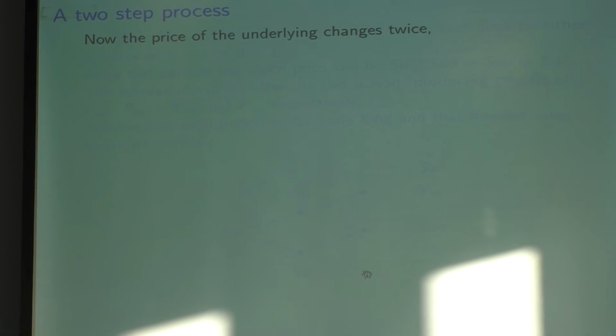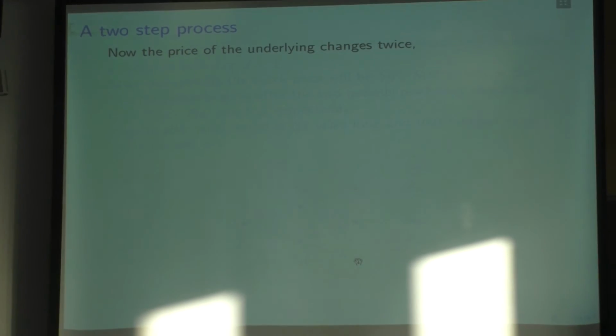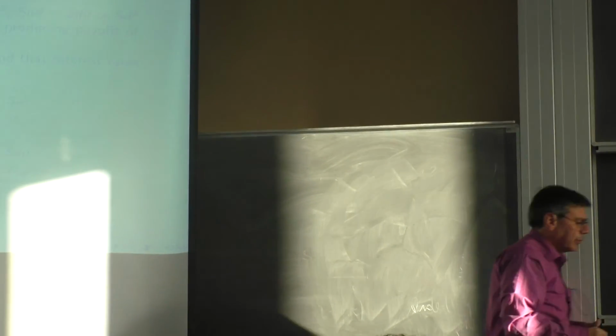So now, let's take this very simple kind of world and let's see if we can construct something a bit more complicated. So now, let's assume that instead of living in a world in which one of two things happens after one step in time, let's suppose that there are two steps in time.